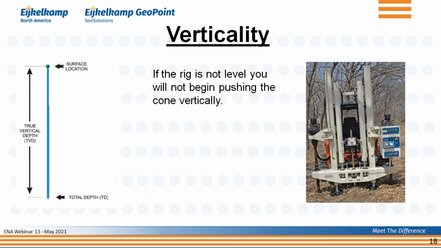What you see here is a rig that has been positioned. You see that it's off the ground. The hydraulic legs are there. It's anchored in the ground with the ground anchors, and we're ready to begin pushing. Except that the rig is not level. And if it's not level, you will start under an angle pushing your cone into the ground, and that means that you will never go vertically down. So the first thing that you need to make sure is that when you are getting ready to push your cone into the ground, the rig is perfectly level. But it's only part of the story.